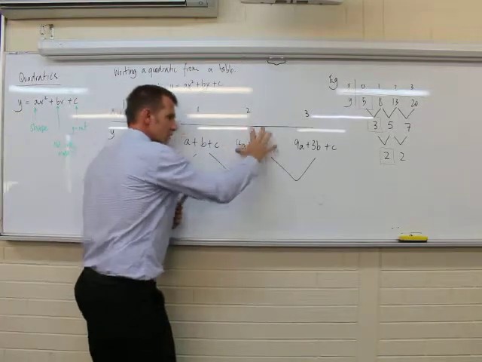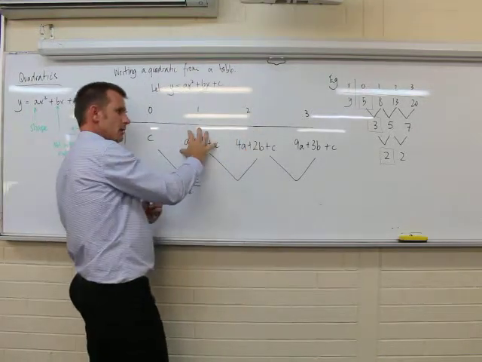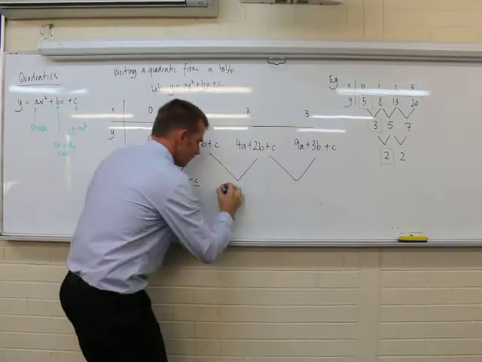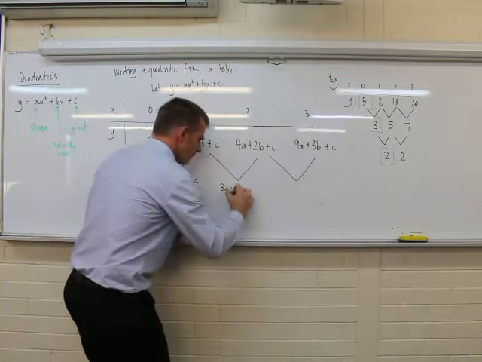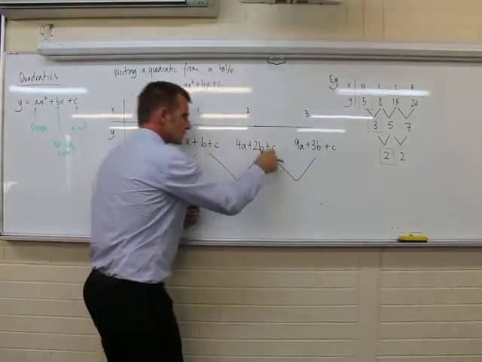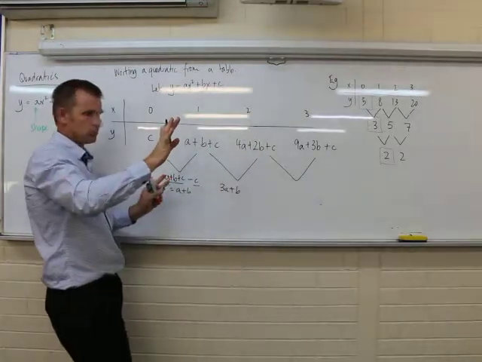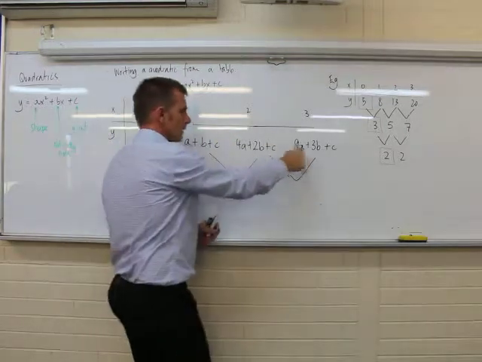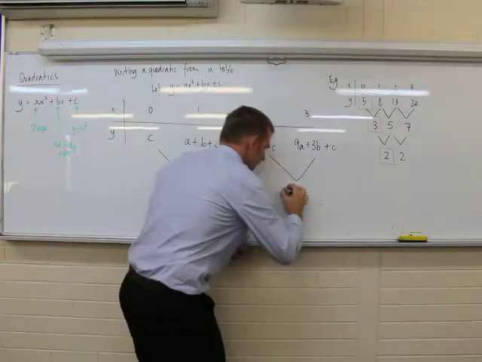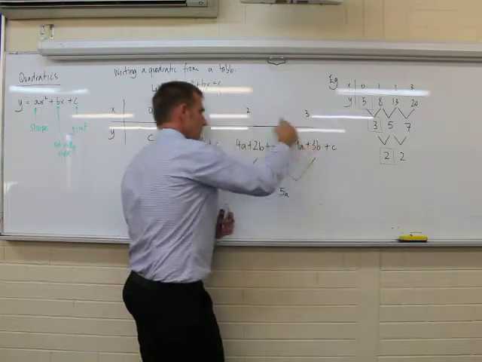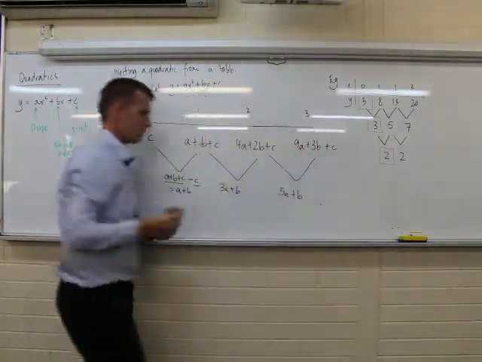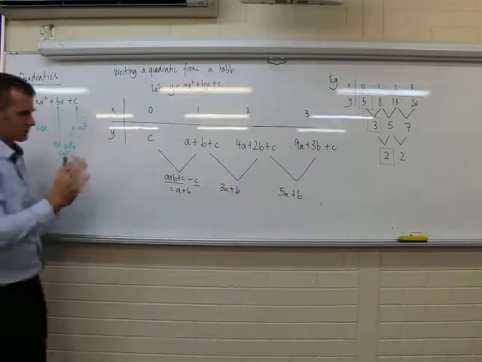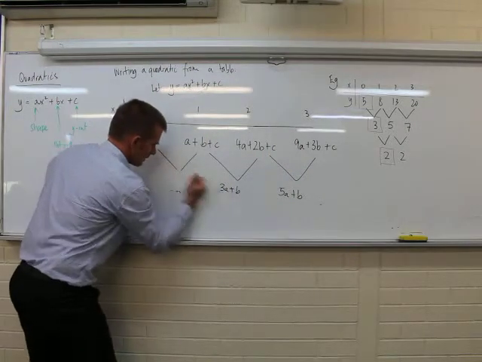Here, it's going to be this one minus this one. So 4a minus a is going to leave me with 3a. 2b minus b is going to leave me with 1b or b. C minus c, gone. Let's do the next one. 9a minus 4a is going to be 5a. 3b minus 2b is going to be b. C minus c, gone. So my first difference, I'm just going to rewrite this one so it's a bit neater.